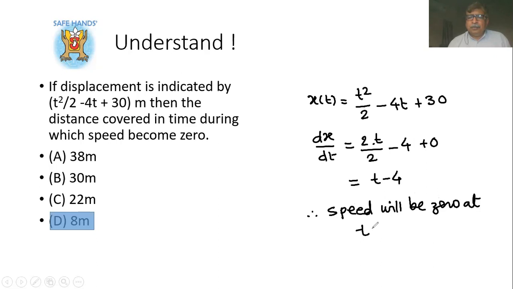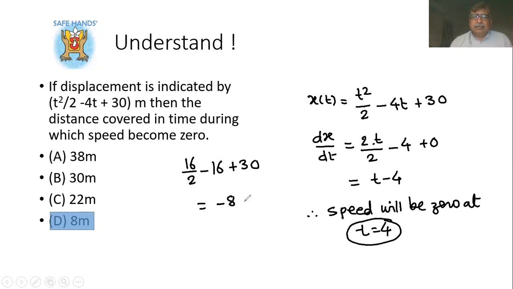at t equal to 4. Now what I do is substitute t equal to 4 in this equation. And what I get is t square by 2, which turns out as 16 by 2, minus 4 times 4, that is 16, plus 30. The answer turns out to be 8 minus 16. That means it is minus 8 plus 30. So the answer is 22.